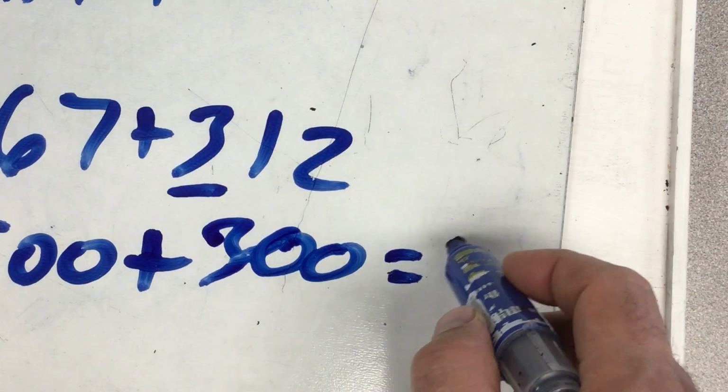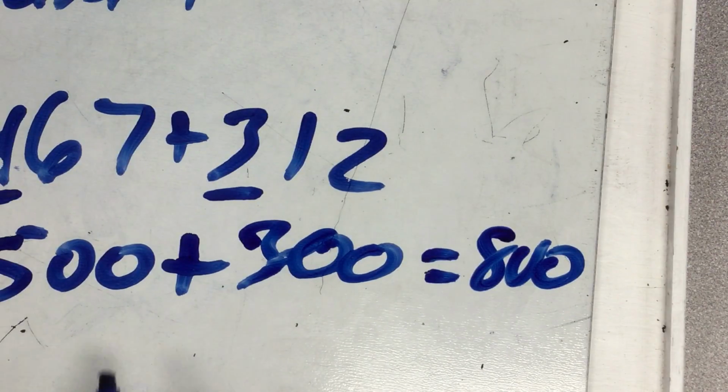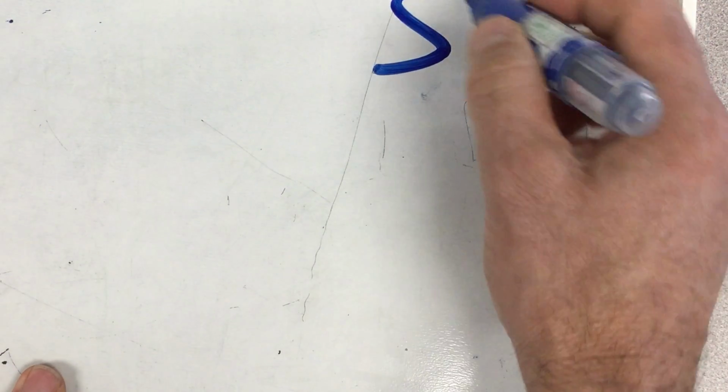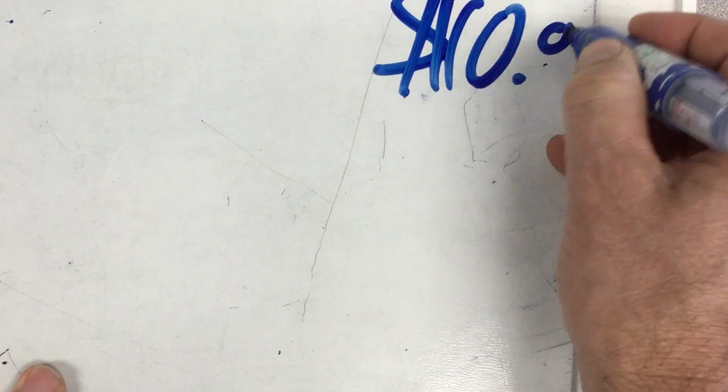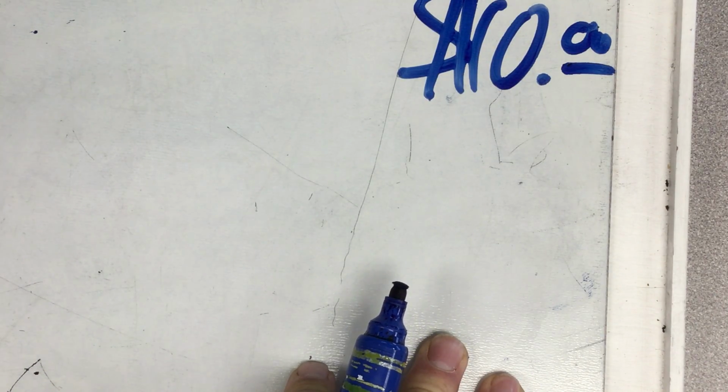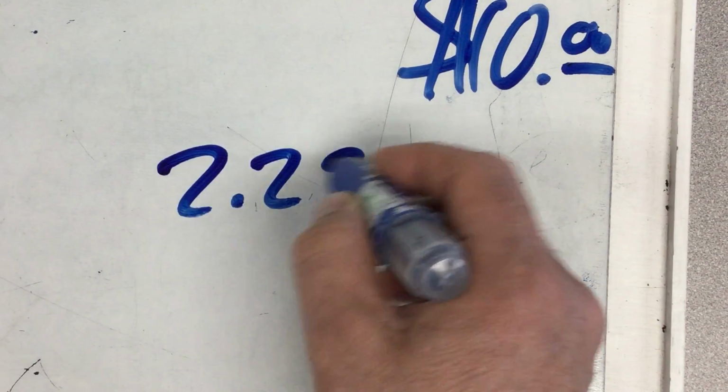So my estimated answer would be 800. Example 4 says if you're going to a store, Stephanie here has a $10 bill, and she's wondering, do I have enough? She also has a couple quarters with it, just to pad that a little bit. She needs to buy milk for $2.29.